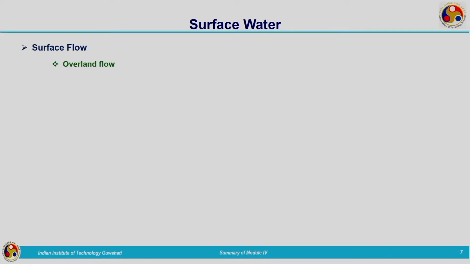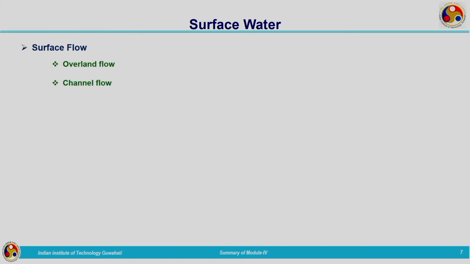There are so many models which are available for studying the rainfall runoff relationship, that I haven't explained over here. We will see some of them in the next module. So, here we have looked into 4 techniques only for the computation of excess rainfall. After that, we have moved on to surface flow.